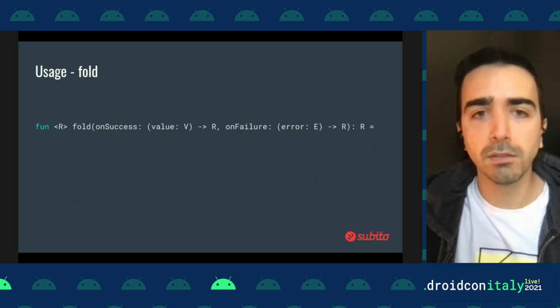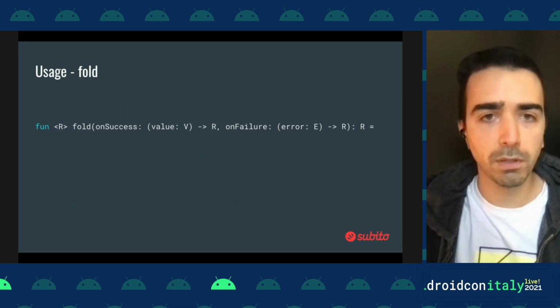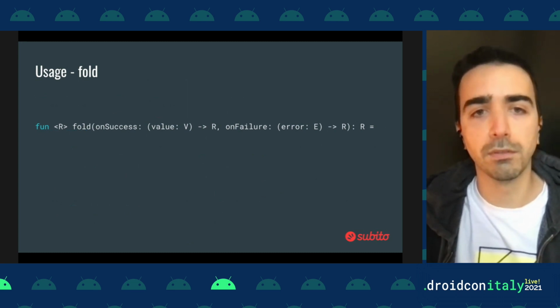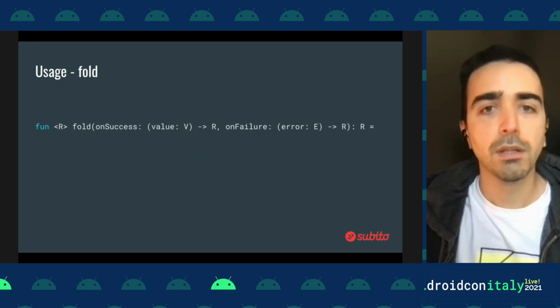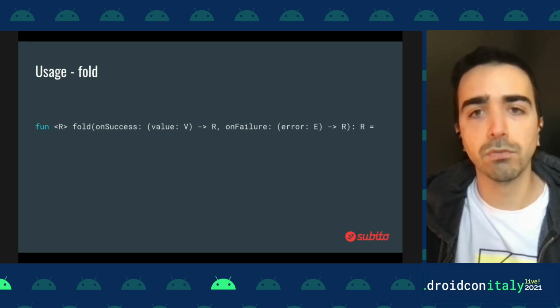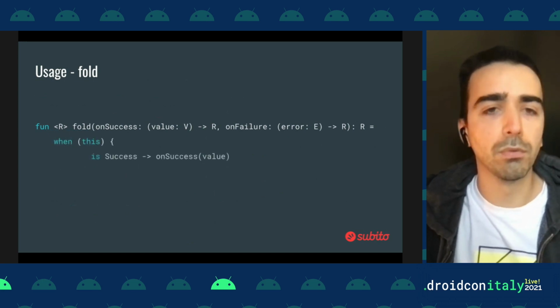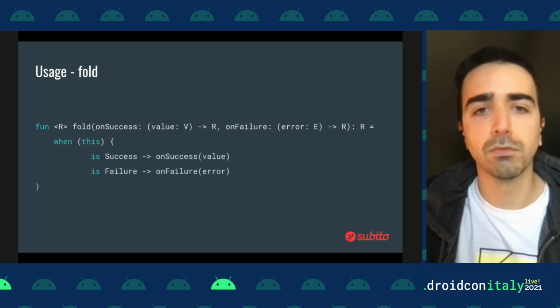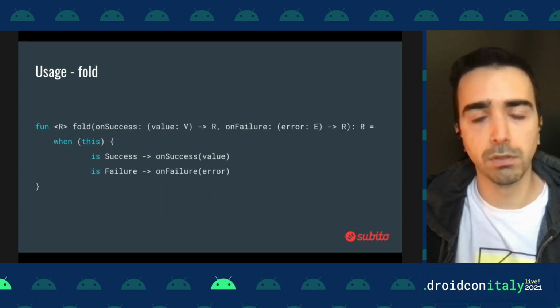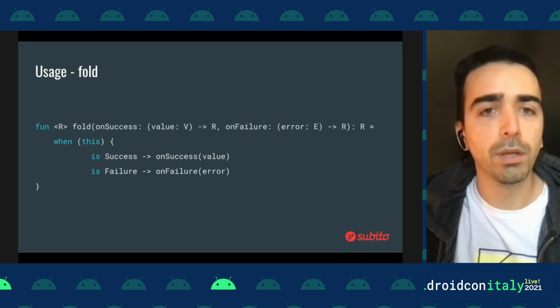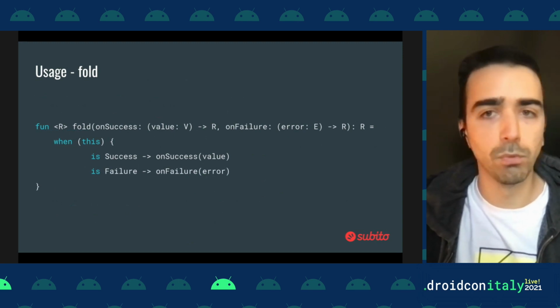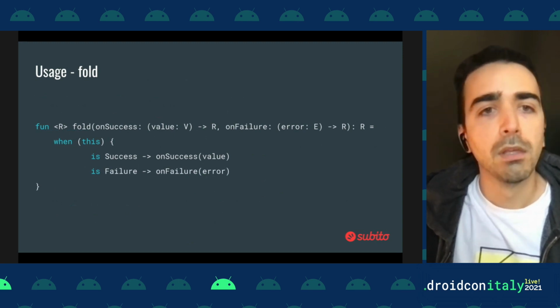And to calculate that R, we are forced to pass from outside two functions. One will handle the success case, so we'll handle a V. The other one will handle a failure case, so we'll handle an E. The implementation is pretty simple because we can pattern match the instance type. So in case of success, we have a V, we have a function from V to R, we can just invoke it. Otherwise, we have an E, we can invoke the function from E to R and get an R back.